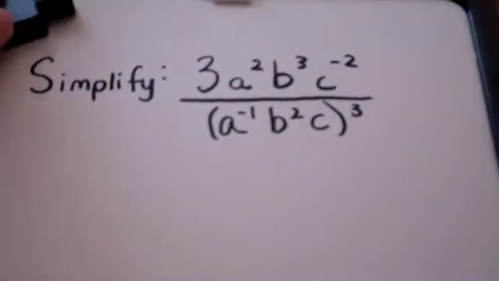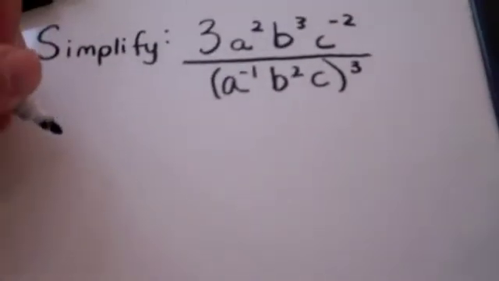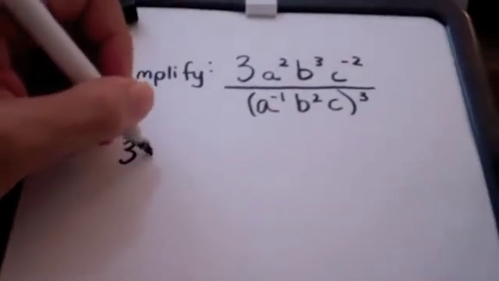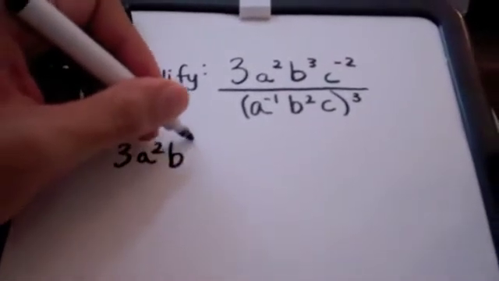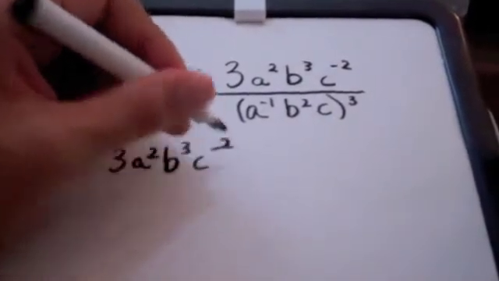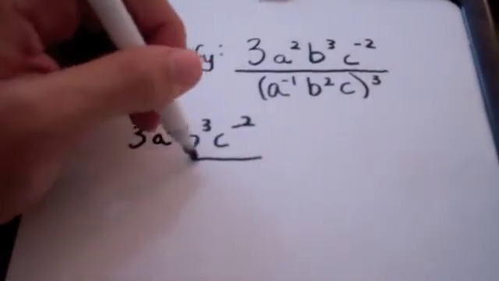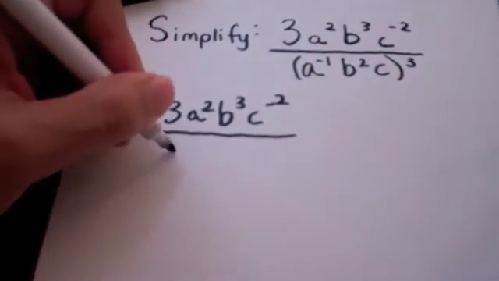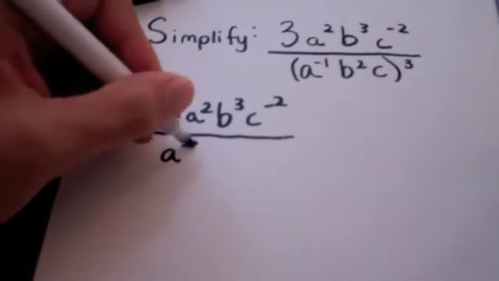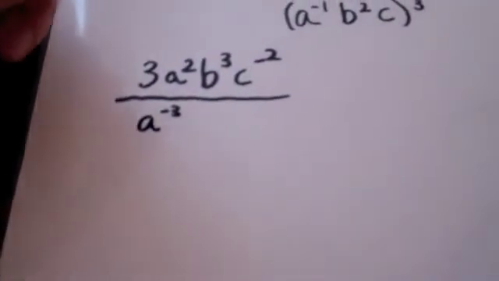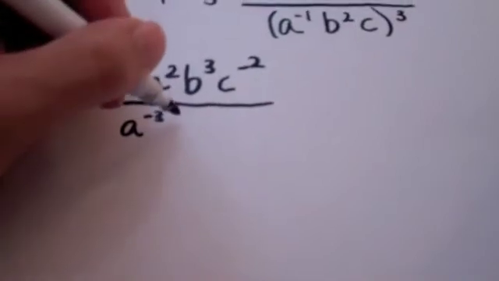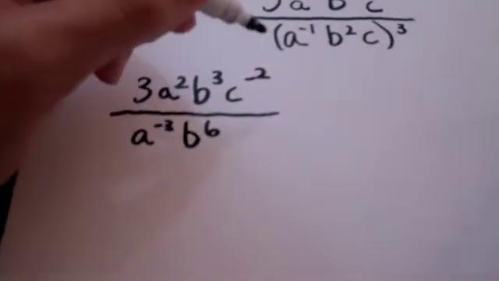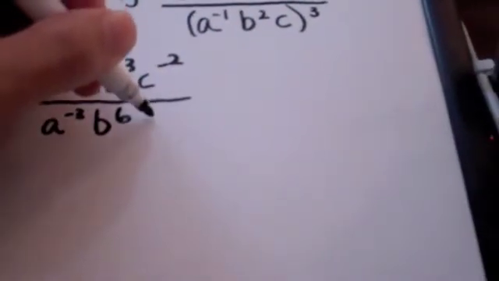And so let's rewrite our problem. The numerator will stay exactly the same, so it'll still be 3a squared b cubed c to the -2 power, over -1 times 3 for a is going to be -3. 2 times 3 is 6, so b will have a 6. And 1 times 3 is 3, so c will have a 3.